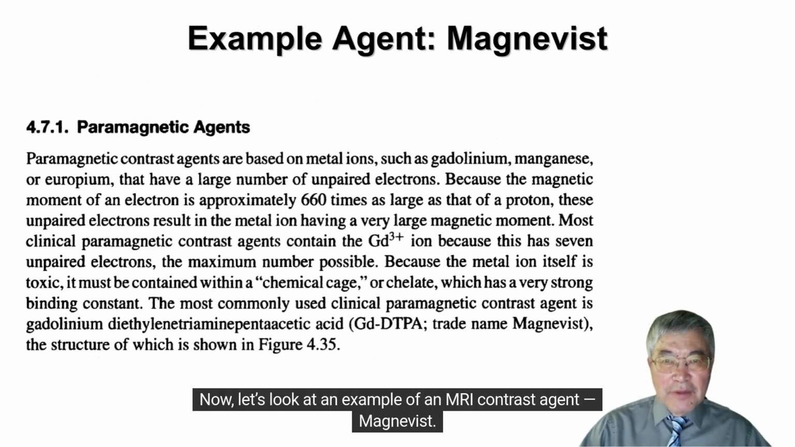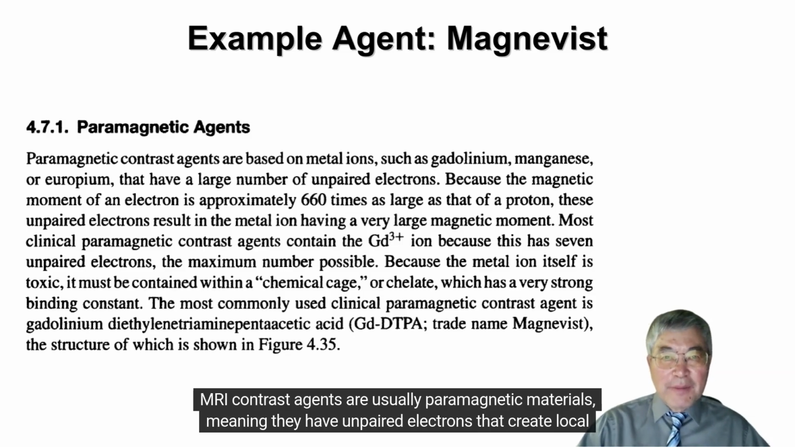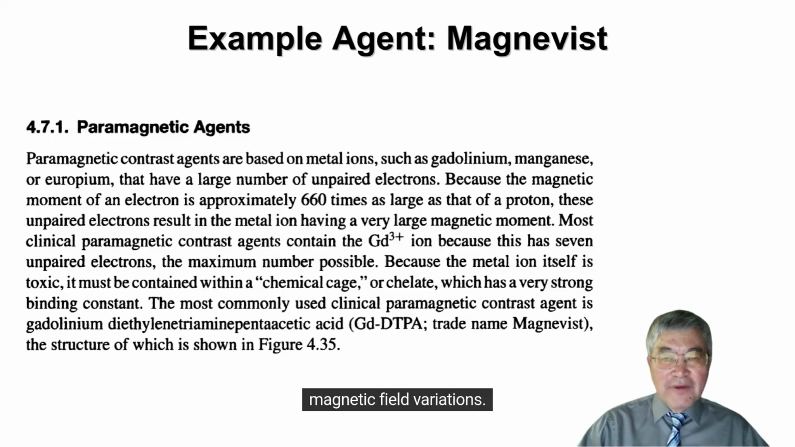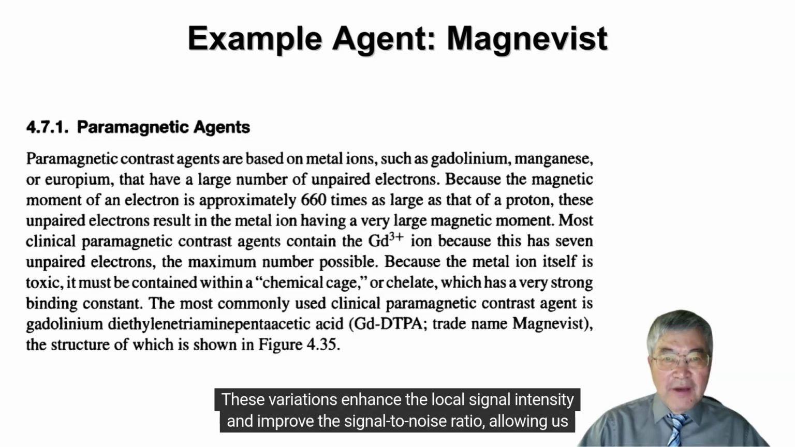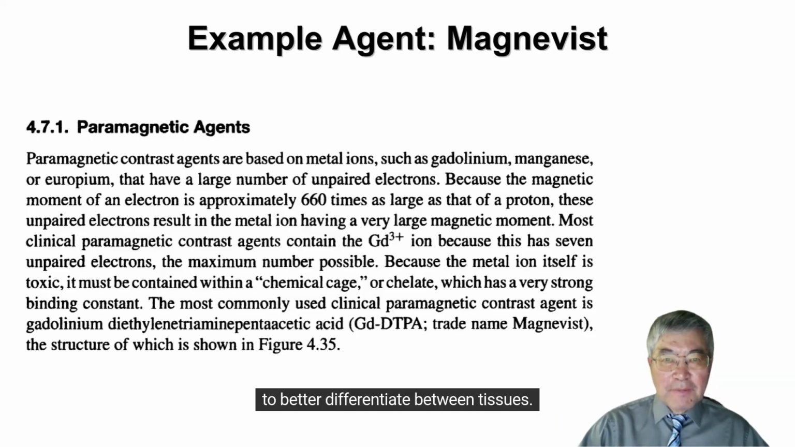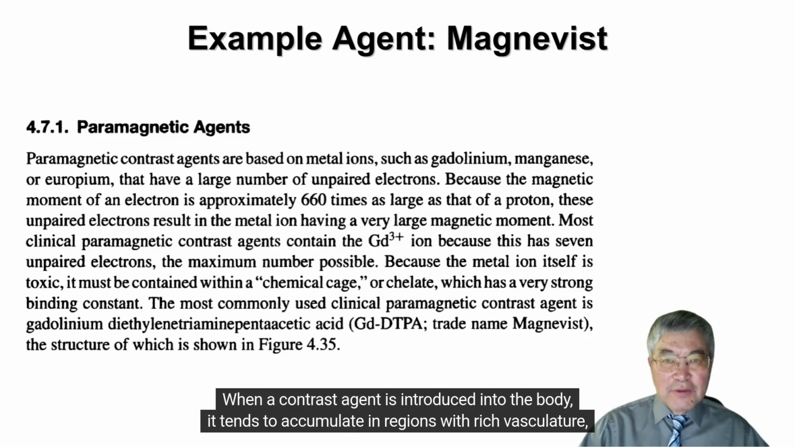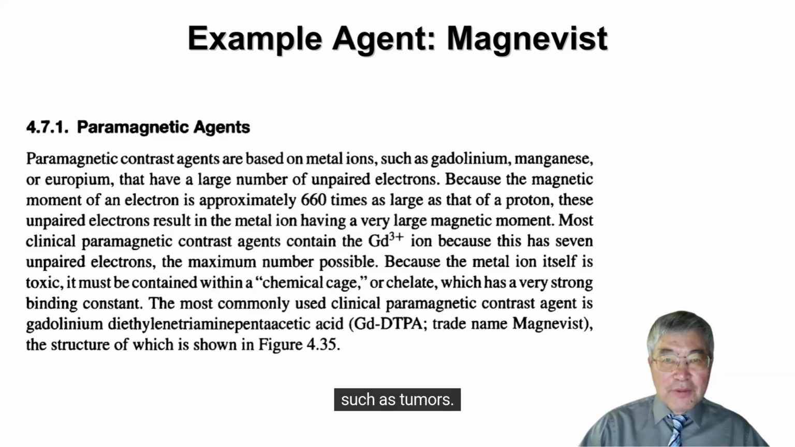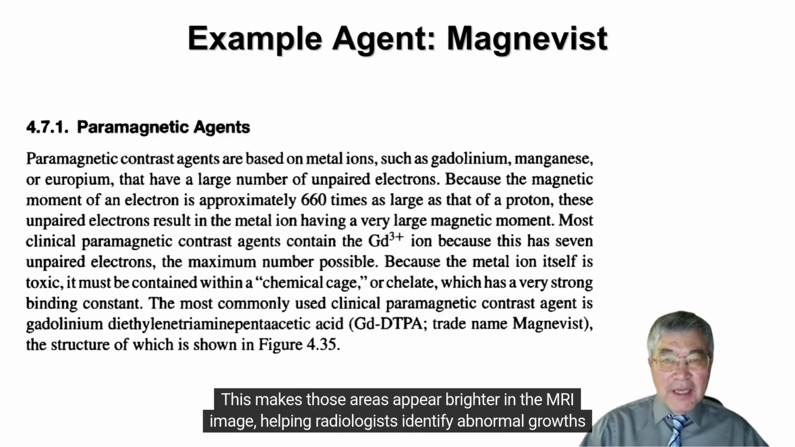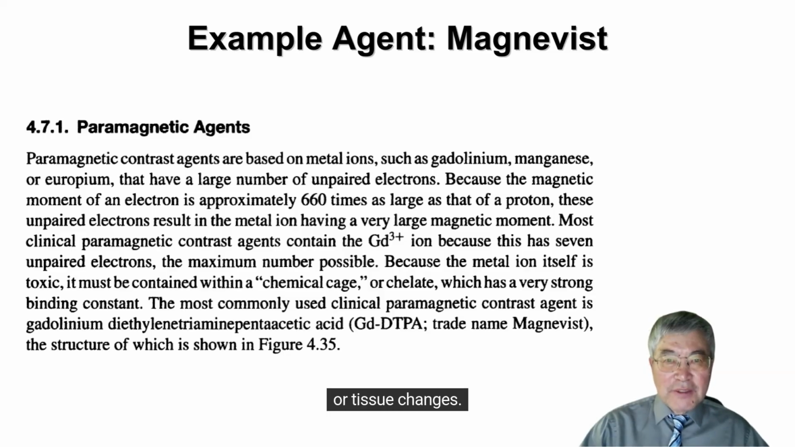Now let's look at an example of an MRI contrast agent, Magnevist. MRI contrast agents are usually paramagnetic materials, meaning they have unpaired electrons that create local magnetic field variations. These variations enhance the local signal intensity and improve the signal-to-noise ratio, allowing us to better differentiate between tissues. When a contrast agent is introduced into the body, it tends to accumulate in regions with rich vasculature, such as tumors. This makes those areas appear brighter in the MRI image, helping radiologists identify abnormal growths or tissue changes.